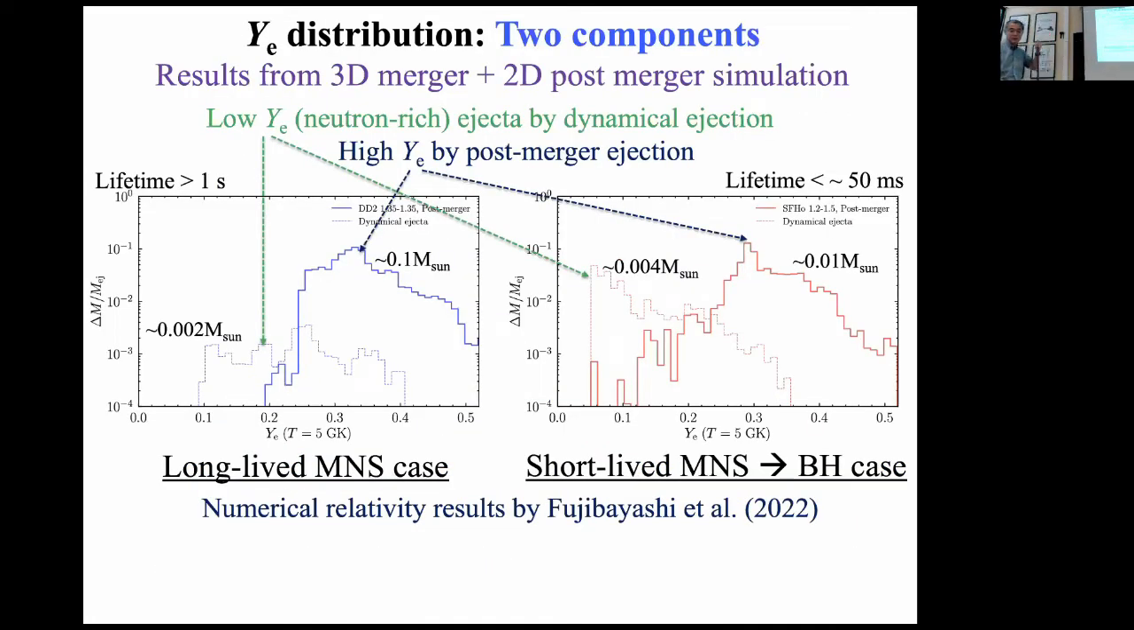Actually, this is a summary of our study in the last 3 years. This shows the histogram of the electron fraction for 2 cases. For this case, a long-lived neutron star survives. And in this case, the neutron star is a short-lived black hole, which forms within 20 milliseconds after the merger. And this is a high mass case, and this is a low mass case.